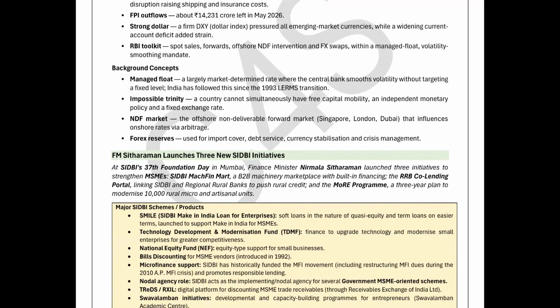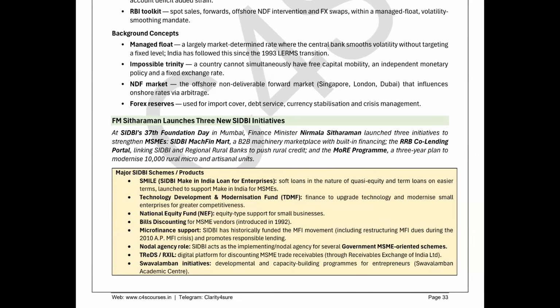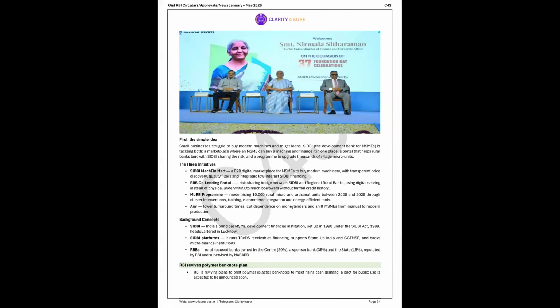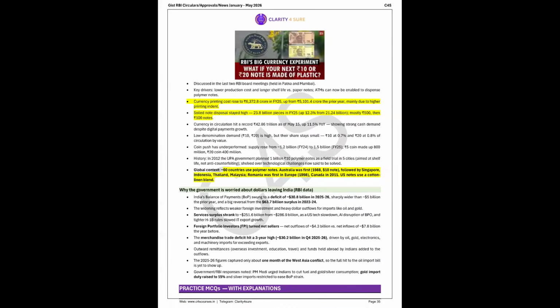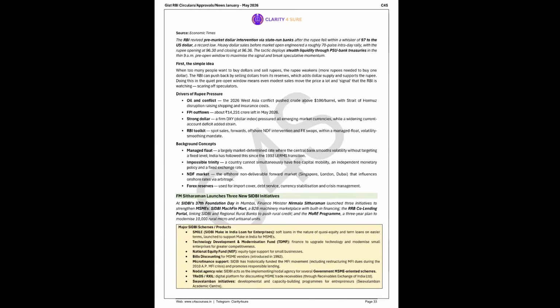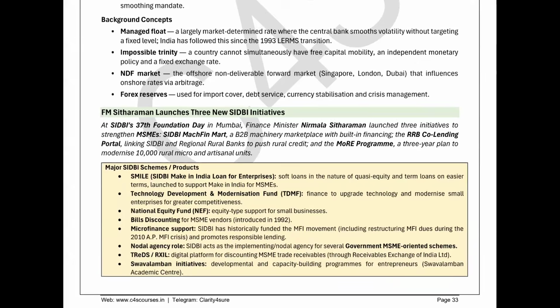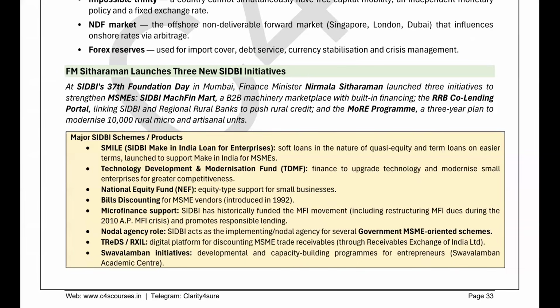Now this is, I guess, the last news for the May month. Let me check, yes, these two are the last, and you will understand it more clearly. FM Sitharaman launches 3 new SIDBI initiatives, right?